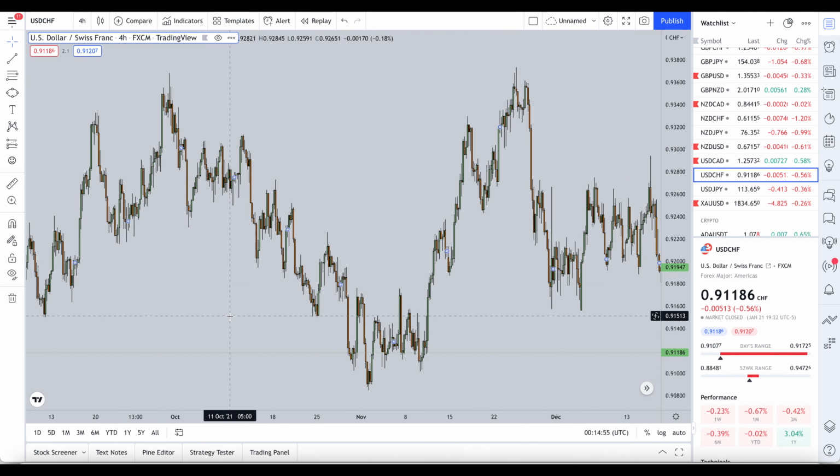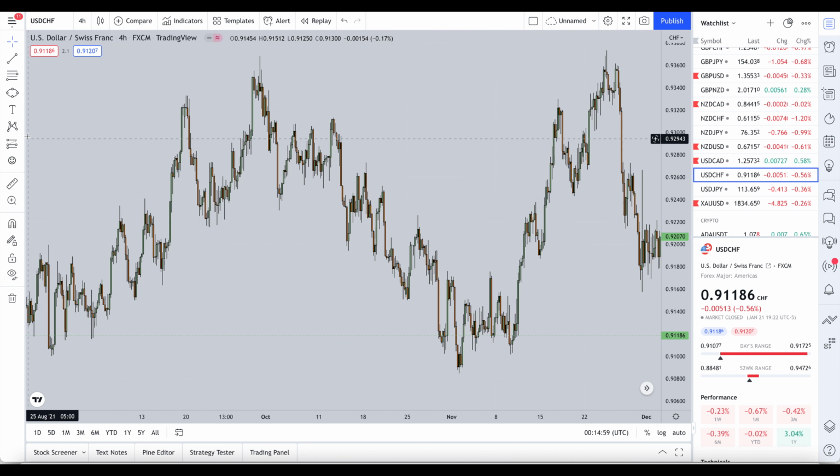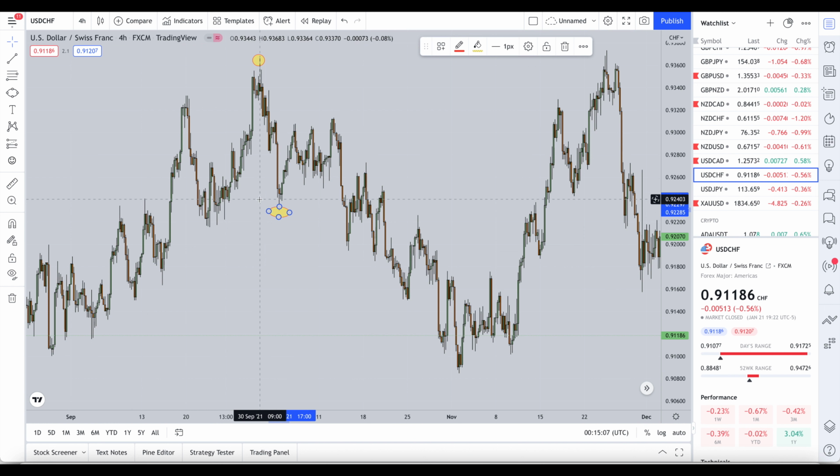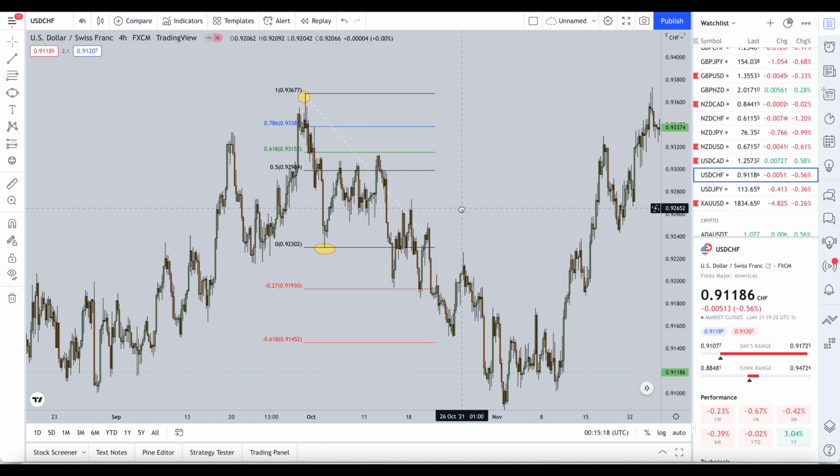I'm going to do the same, but this time I'm going to look for a bearish trend to show you how it works on a bearish trend. For example, here we have a lower high, here we have a lower low. So I'm going to click this time on the lower high first, and then the lower low. Just here we can see that the price was respecting the 0.618 level.